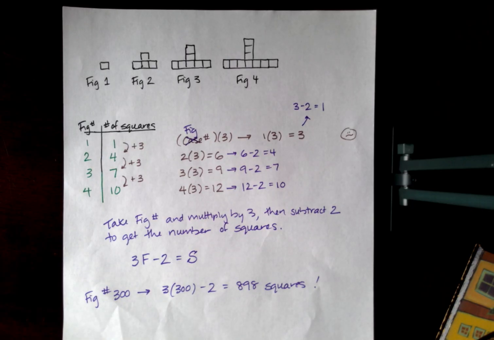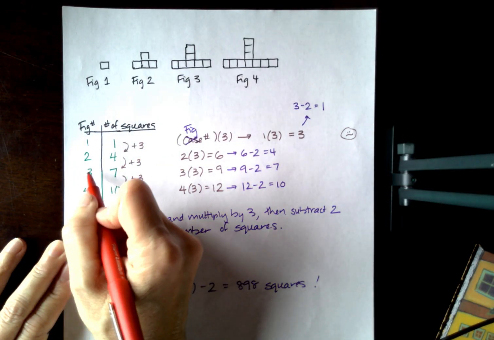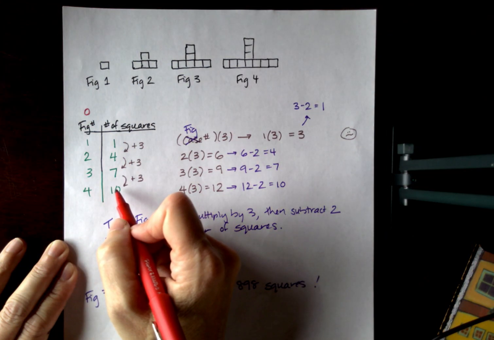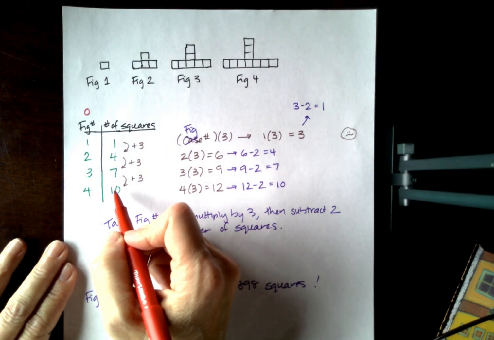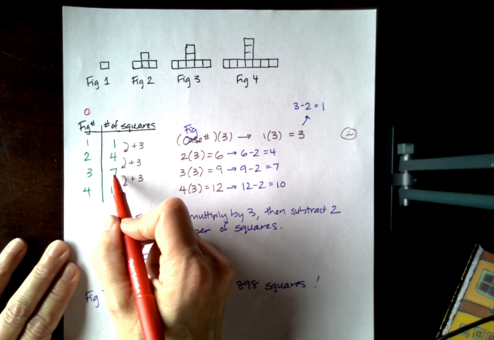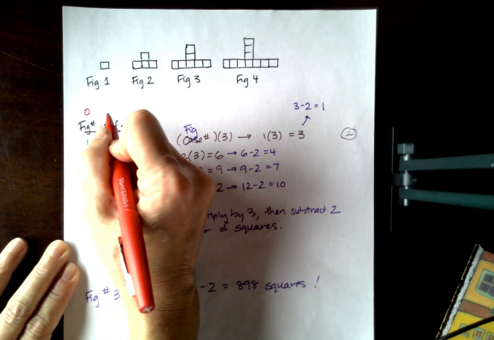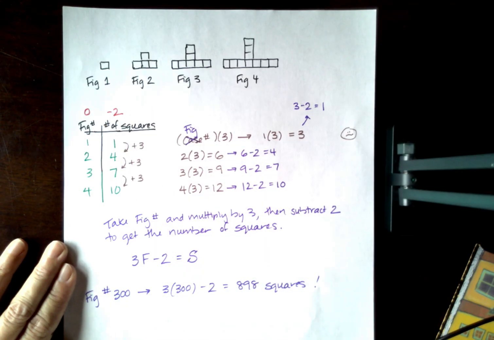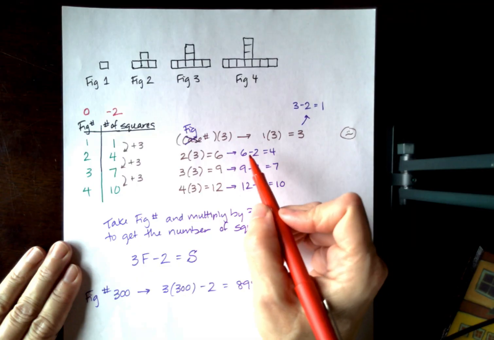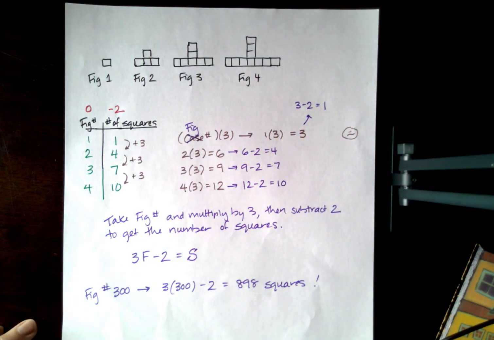All right. In the table, if we were to go backward up the table, 4, 3, 2, 1, 0, and then go backward up the table on the right-hand column with the number of squares, instead of adding 3, we would subtract 3. 10 minus 3 is 7, minus 3 is 4, minus 3 is 1. 1 minus 3 is negative 2, or a subtraction of 2. And that subtract 2 is exactly the same as the subtract 2 extra component to this pattern.